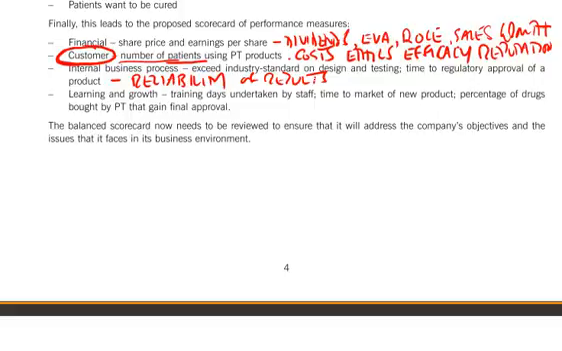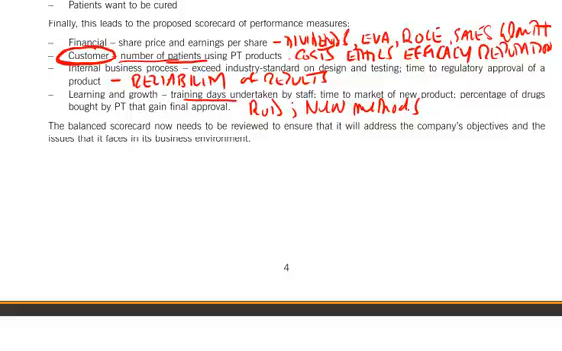Learning and growth: training days undertaken by staff, time to market for new product, percentage of drugs bought by PT that gain final approval here. All a little bit hazy. I mean, training days undertaken by staff, it's maybe better than nothing, but it's maybe not great. I would put it fairly low down, maybe in priorities here and so on. What about money spent on research and development? What about new methods of testing the efficacy of drugs and so on?